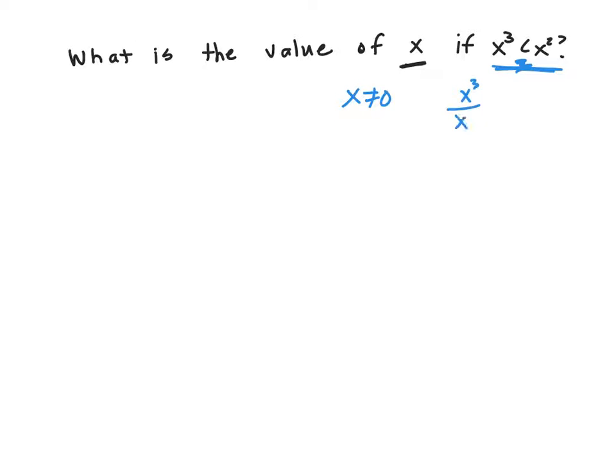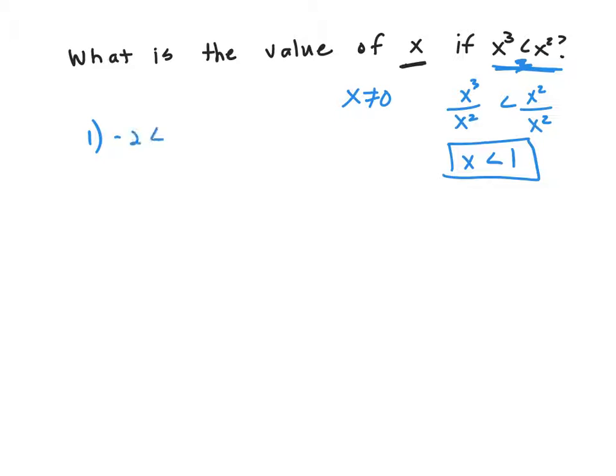x cubed over x squared less than x squared over x squared. And that's going to be x is less than 1. So I know that x is less than 1. That's given. Okay, I can use it when I do my clues.